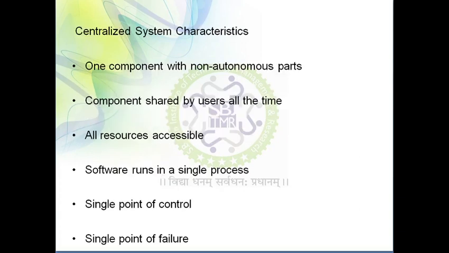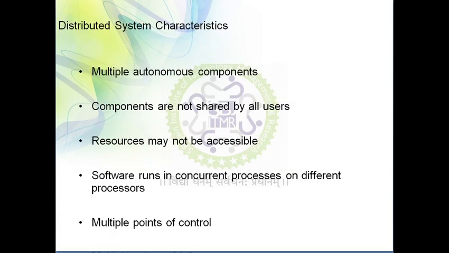Centralized system characteristics: one component with a non-autonomous part, component shared by users all the time, all resources accessible, software runs in a single process, single point of control, single point of failure. Distributed system characteristics: multiple autonomous components, components are not shared by all users, resources may not be accessible, software runs in concurrent processes on different processors, multiple points of control.